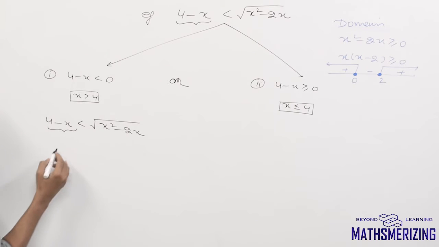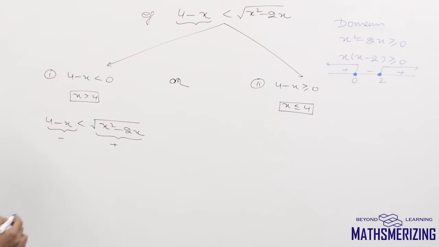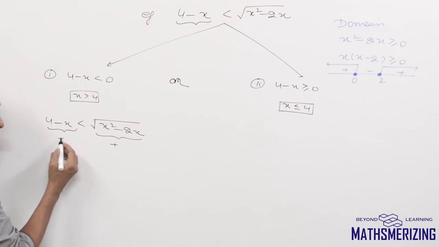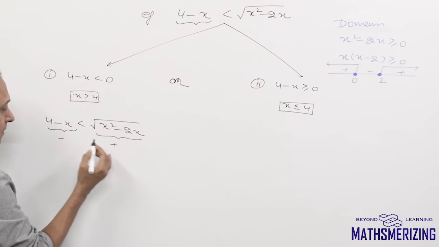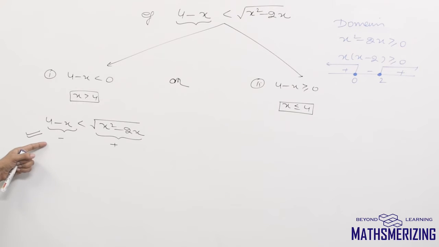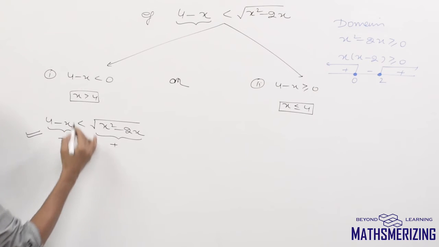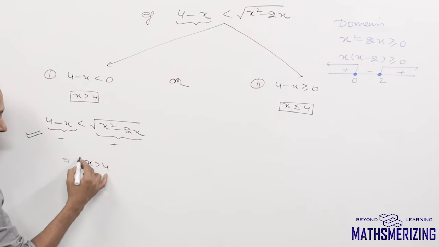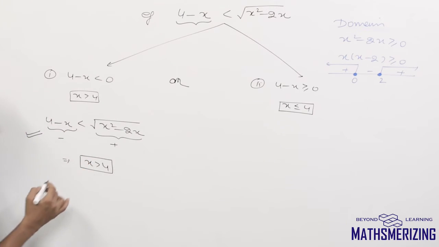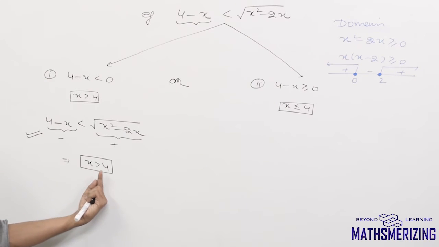Now, 4 minus x is negative, and the square root of x square minus 2x is positive. So, 4 minus x is less than 0, negative, and the square root value is positive. A positive number is always greater than a negative number, so this is always true. But this result comes with the condition that x should be greater than 4. So, from the first case, the result I have is x greater than 4.